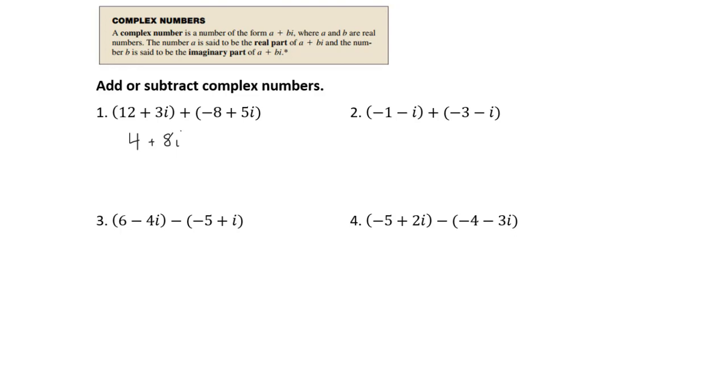Okay, here we go. Let's add our real parts. Negative 1 and negative 3 give us negative 4. And a negative i and a negative i give us a negative 2i.